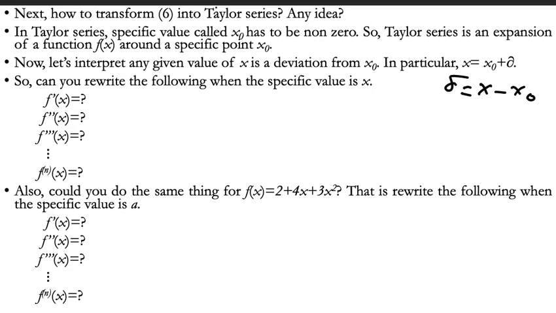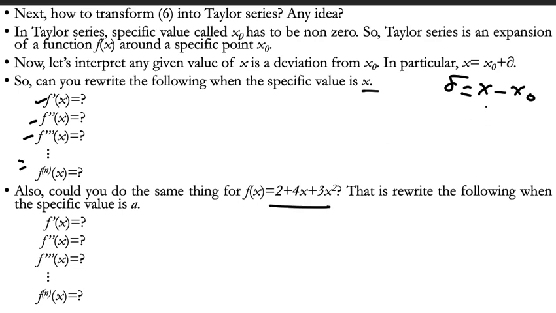Okay, so here, can you rewrite the following when the value is no longer 0? Can you do the same thing for 2 plus 4x plus 3x squared that we used for the Maclaurin series earlier? So let's say f(x) is given by this.